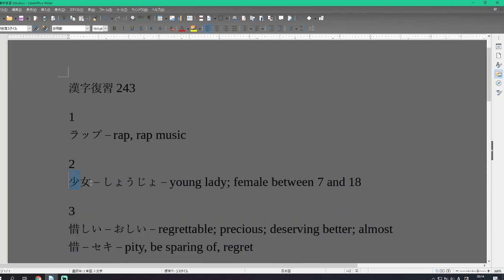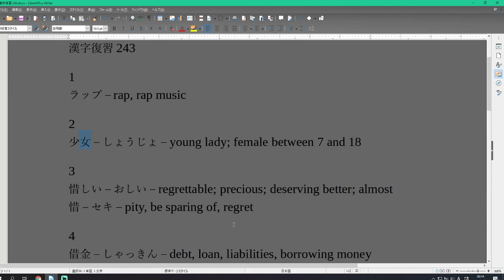Number two is shoujo. Sho on the left side is small, and jo on the right side is a woman. A small woman is a shoujo, or a young lady, a female between 7 and 18. Shoujo is a young woman.